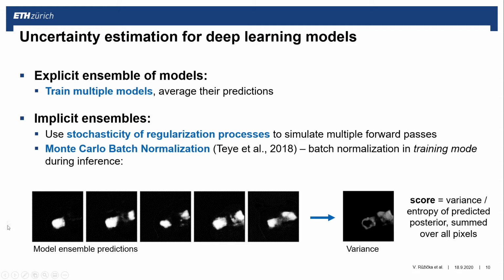For each of these samples, we are then able to use some metrics of variance or entropy of the predicted posteriors, and then sum across all the pixels to get a single score to evaluate these samples. This will guide us to select only the most uncertain samples in the dataset.